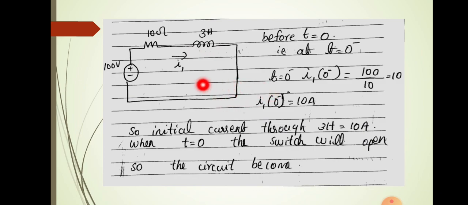At that time, the initial value of the voltage or current, here we are finding the current. You can find I1 of 0 minus is equal to 100 divided by 10. So 100 by 10 is equal to 10 ampere will be the current. So the initial current through the 3 Henry inductor will be equal to 10 ampere when t equal to 0 minus. At the time when t equal to 0, the switch will open.